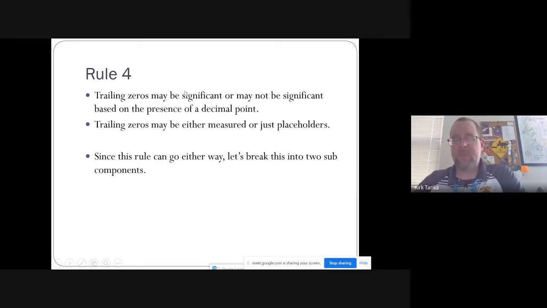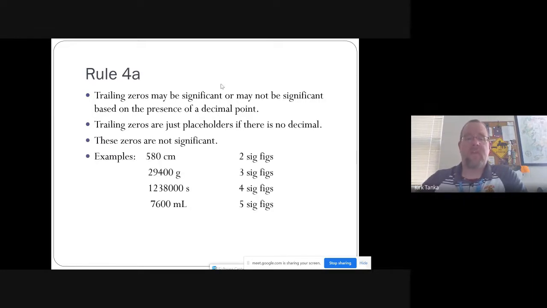Trailing zeros can be significant, but also they may not be significant. So we have to have kind of 2 rules for this. Trailing zeros are zeros that are to the right of the number. If there is no decimal point, then a trailing 0 is not significant. So 580 only has 2 sig figs. 29,400, no decimal point, only has 3 sig figs. This one only has 4 because these 3 zeros, there's no decimal point.